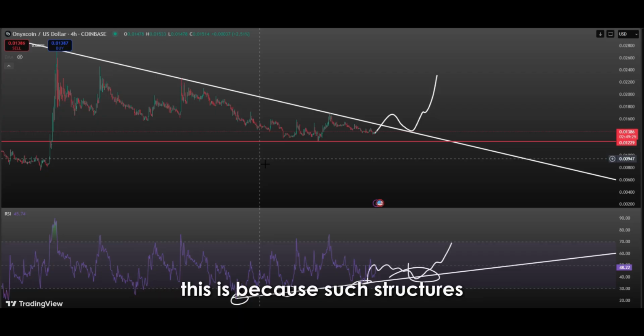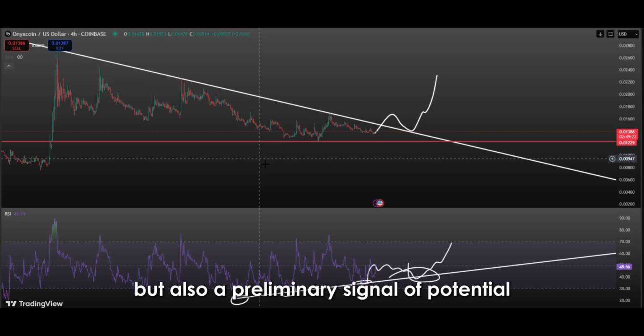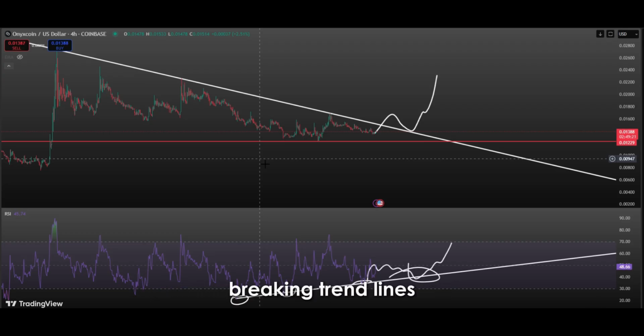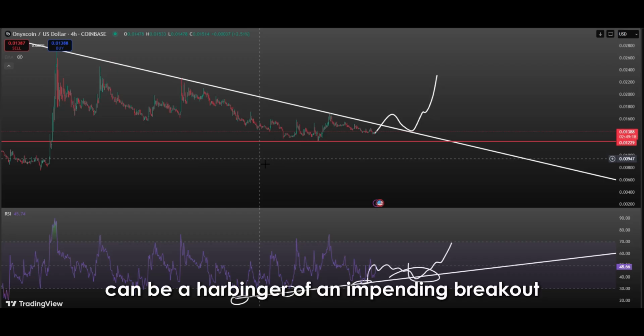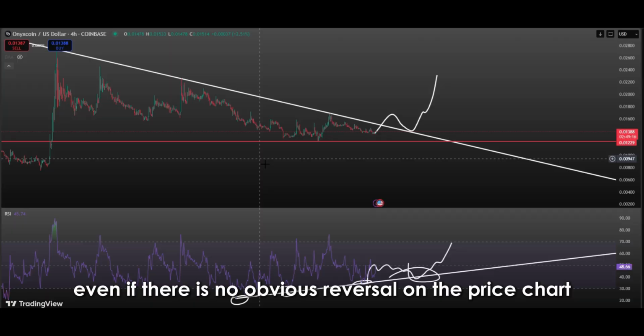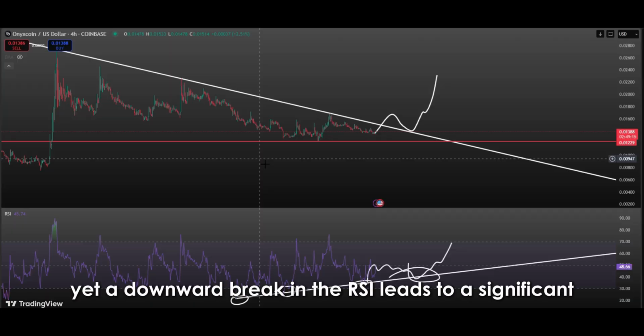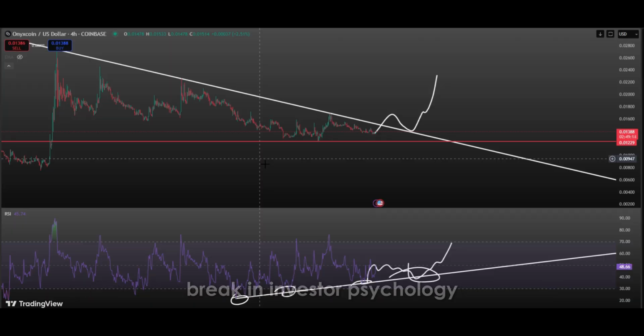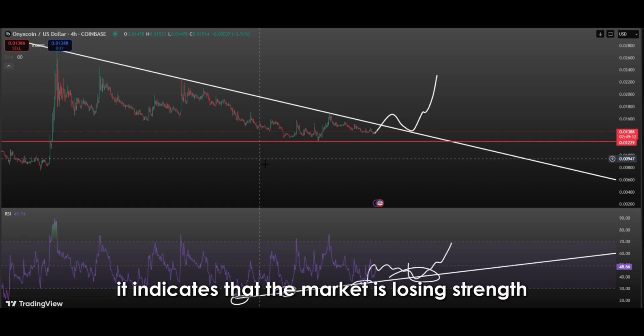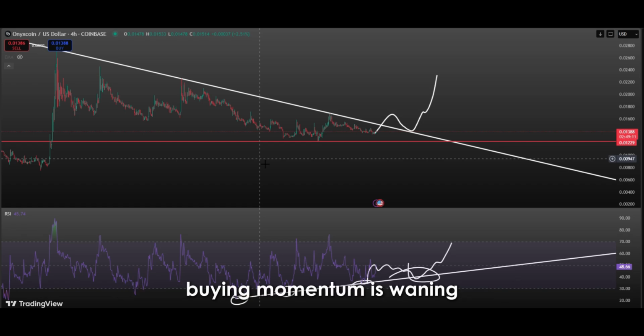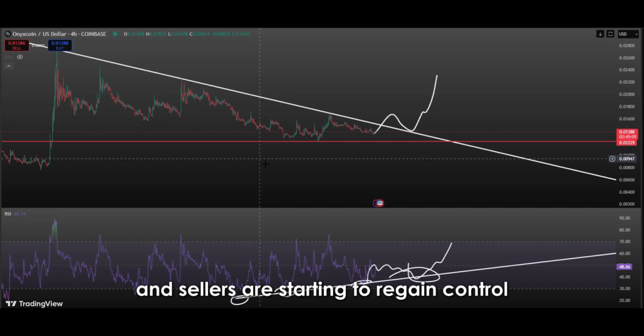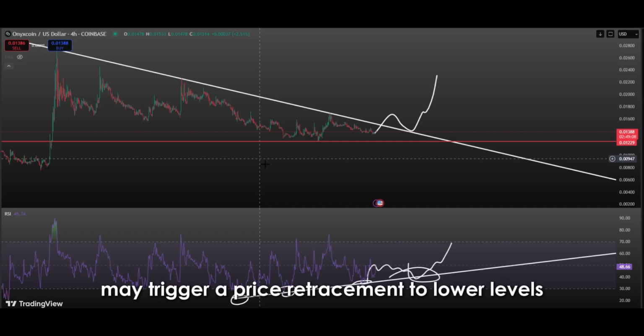This is because such structures are not only a reflection of past prices, but also a preliminary signal of potential future changes in direction. Breaking trend lines, especially on oscillators like the RSI, can be a harbinger of an impending breakout or correction, even if there is no obvious reversal on the price chart yet. A downward break in the RSI leads to a significant break in investor psychology. It indicates that the market is losing strength, buying momentum is waning, and sellers are starting to regain control. This, in turn, may trigger a price retracement to lower levels.